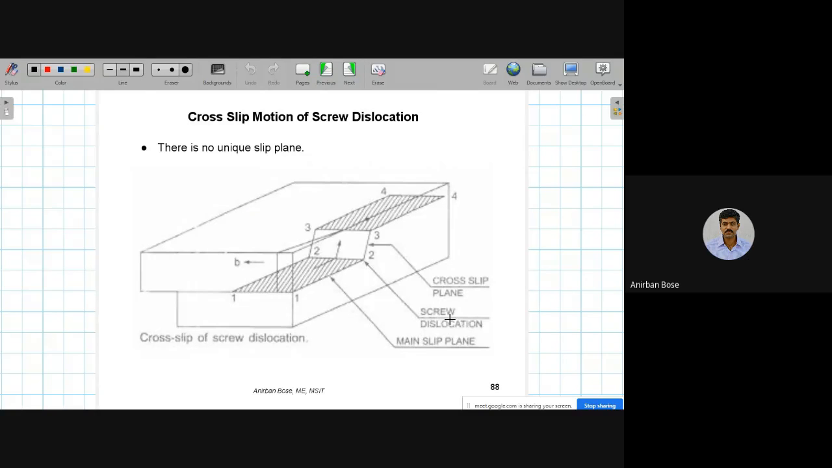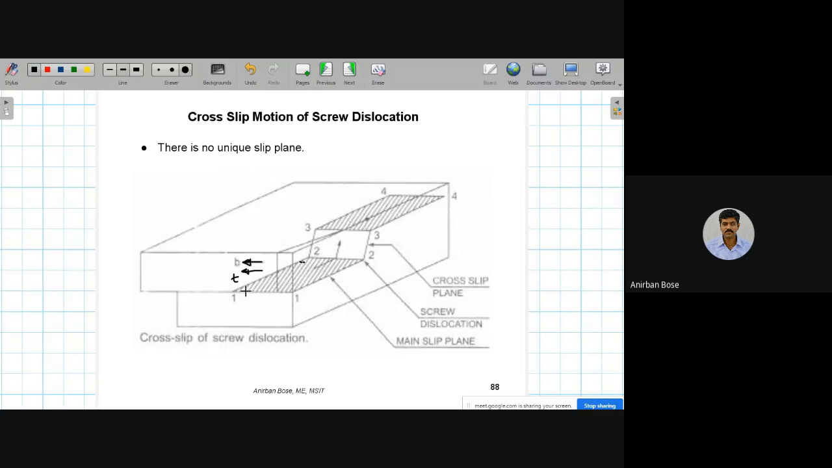Now coming to this cross slip motion, which is observed in screw dislocation. As you know, in the case of screw dislocation, the slip plane is not unique. Let us consider that this is the direction of B, the Burgers vector, and let us consider that this is the T. In slip motion, B and T are either in the same direction or opposite. So maybe this is the T.